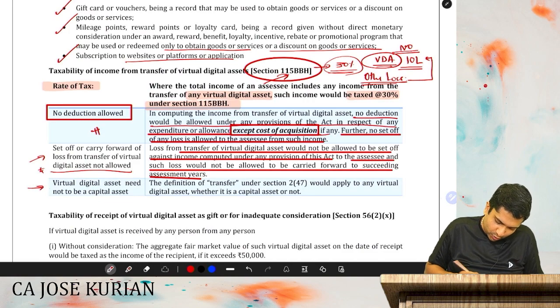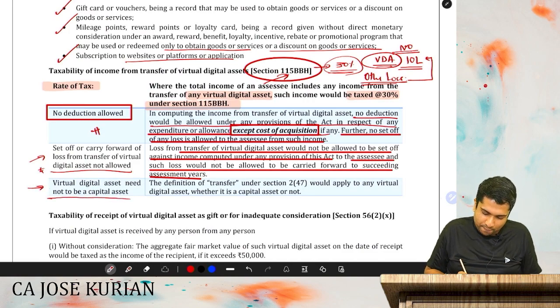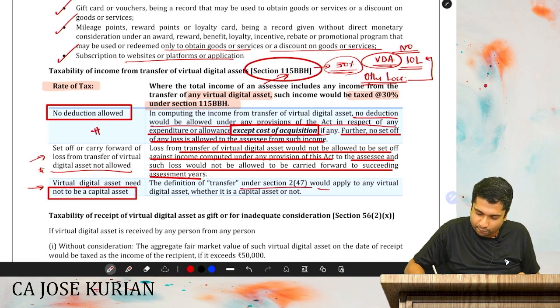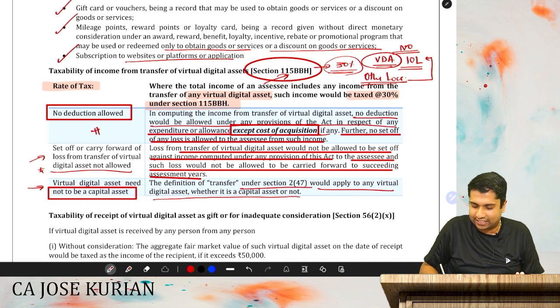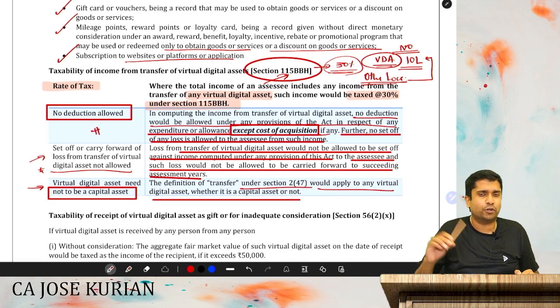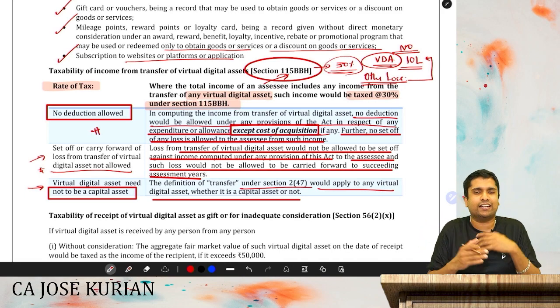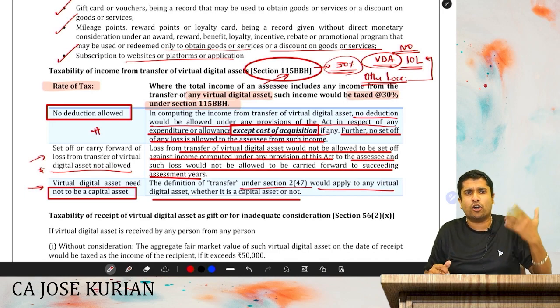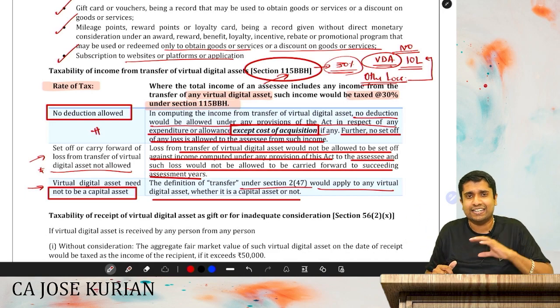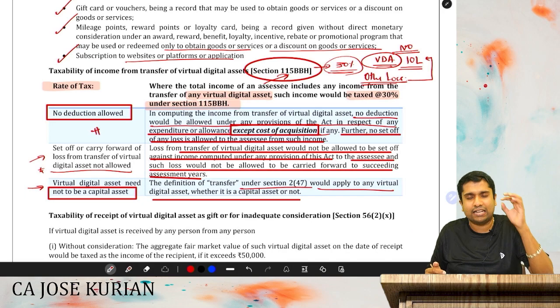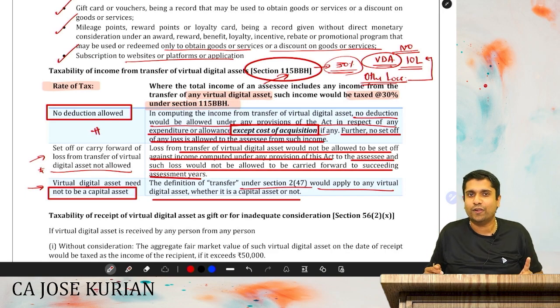Now, moving on. Virtual digital assets need not be a capital asset. The definition of transfer under 2(47) would apply to any virtual digital assets, whether it is a capital asset or not. So this is a dangerous statement. What do you mean by that? Say, for example, for me, virtual digital assets is my stock. I'm frequently transacting in virtual digital assets. I keep on buying virtual currencies or cryptocurrencies, and thereafter I keep on selling these cryptocurrencies. Then I'll say that this is my stock in trade. Now, can I treat it as my stock in trade, claim this as an income taxable under section 28, and claim all the deductions from 30 to 37? The answer is no. The answer is no.